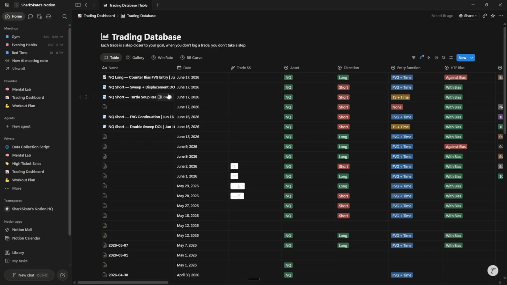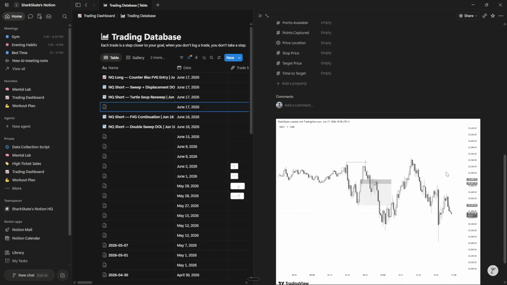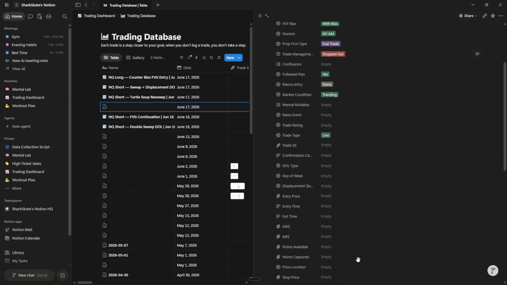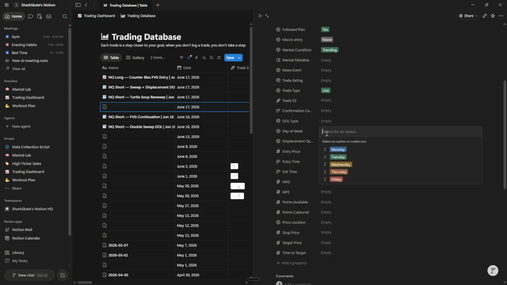Let's do June 17th, which is today. This will be the trade here. Yeah, so there you go. That's where I took the manipulation, and then I realized the manipulation did not have time. Holy, I have a lot of stuff to track. But I have Claude do it. So we've got day of the week, exit time. These are just things that AI inputs as I log the trade.